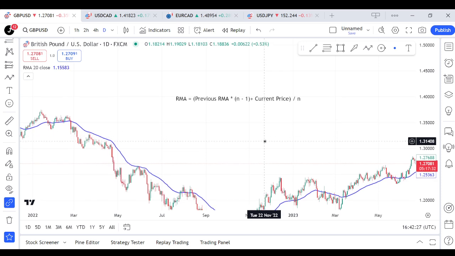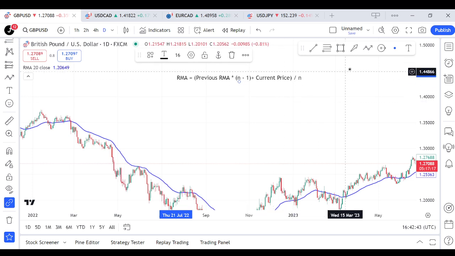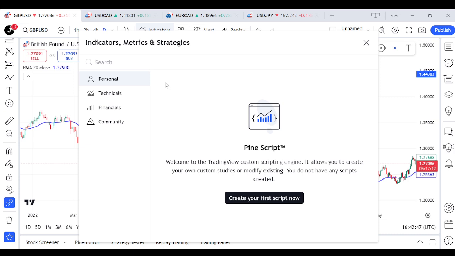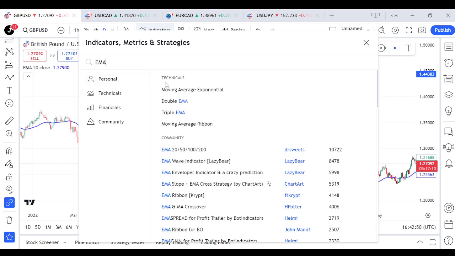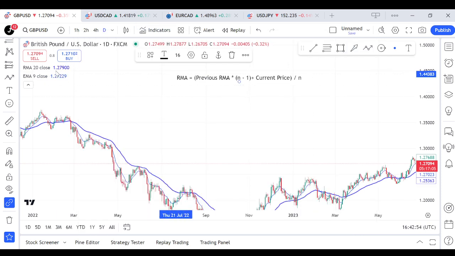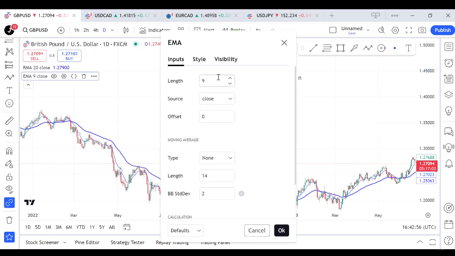The RMA's calculation results in an exponential smoothing effect similar to the exponential moving average, EMA. However, the RMA uses a different weighting factor which can lead to slightly different results. So let me just add the EMA to the charts so that we can compare the EMA and the rolling moving average. So we have the EMA on the charts. Let me just edit it to a 20 period EMA.